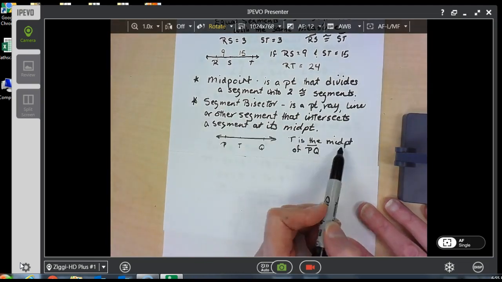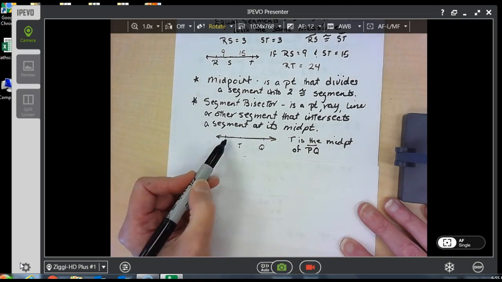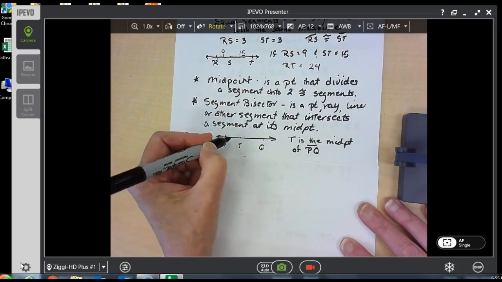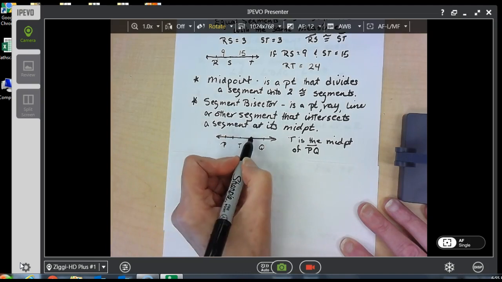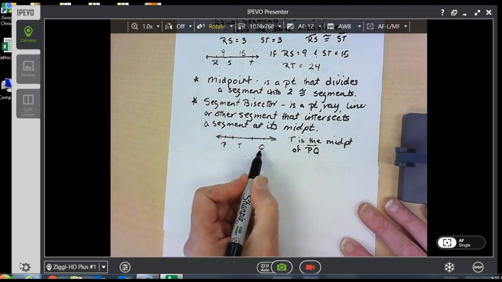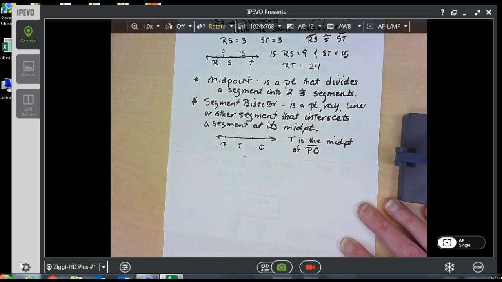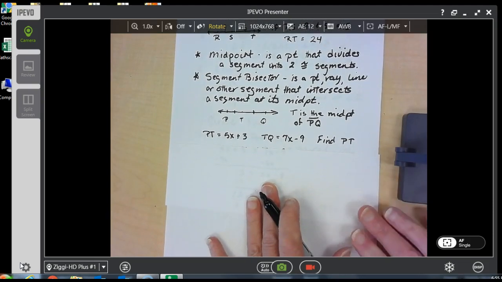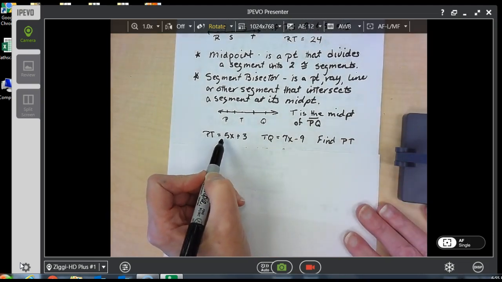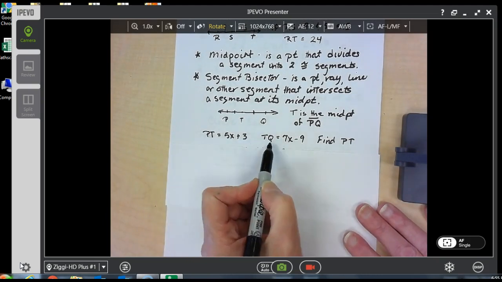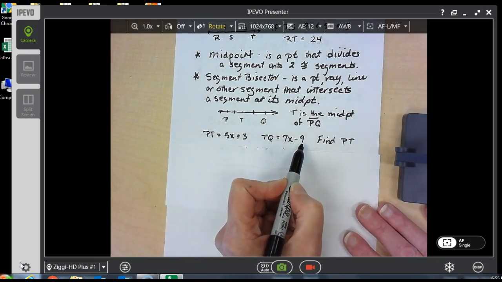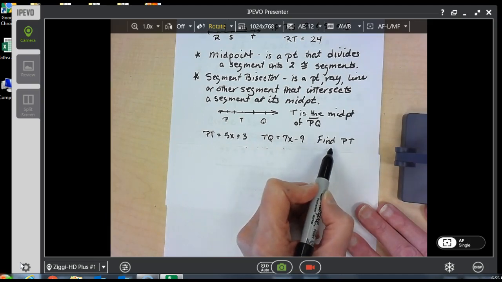So if T is the midpoint of PQ, even if it doesn't look like it in this drawing, this line segment PT would be congruent to line segment TQ. And we mark it in our drawing with just a line. Sorry, I guess that looks more like a line segment, doesn't it? So then if they give us information about PT and TQ, PT is equal to 5x plus 3. TQ equals 7x minus 9. Find PT.